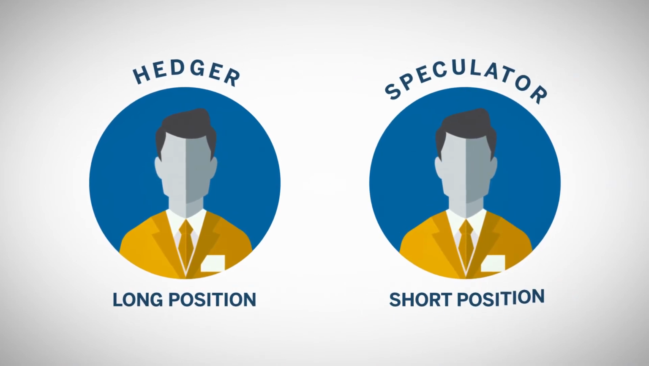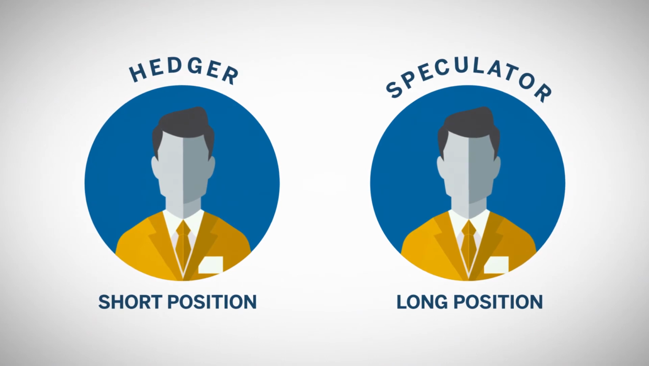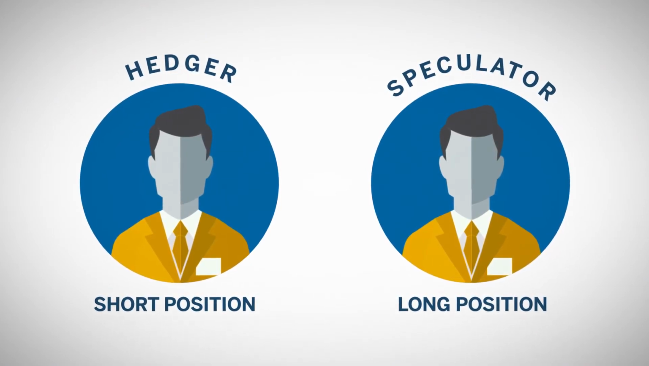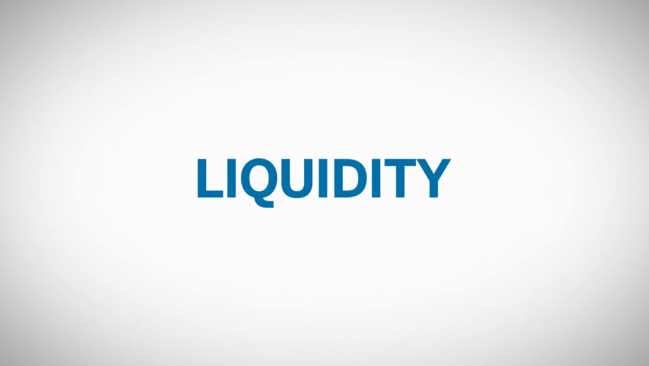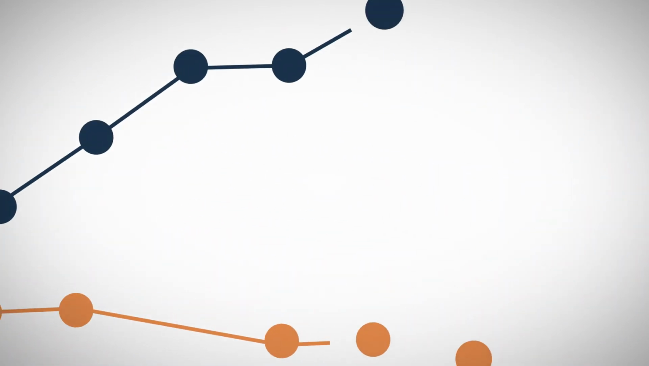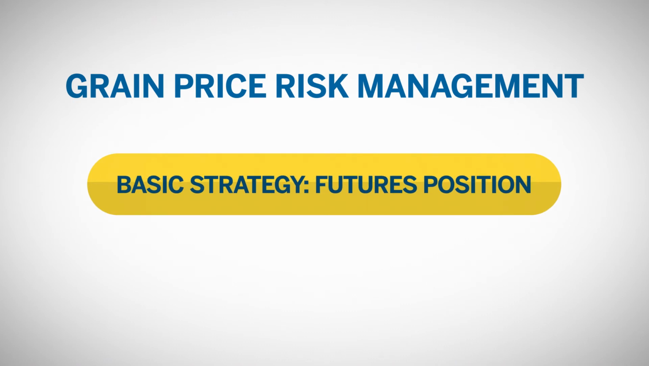Speculators facilitate hedging in the futures markets by taking the opposite side of most commercial trades. They are attracted to the market by the opportunity to realize a profit if they are correct in anticipating the direction and timing of price changes. In doing so, they provide market liquidity, which is the ability to enter and exit the market quickly, easily, and efficiently.